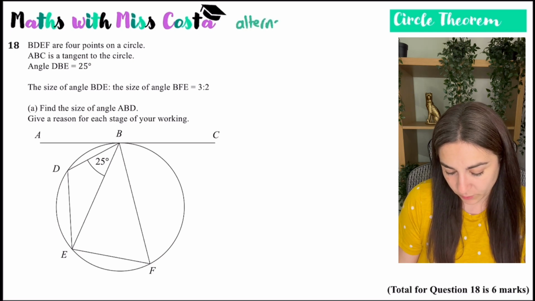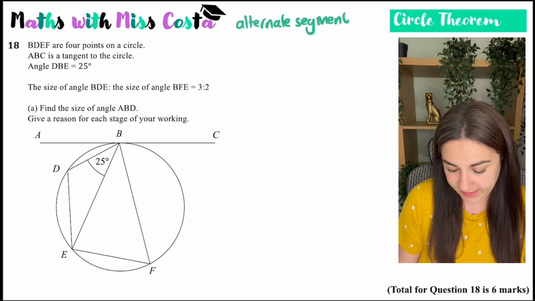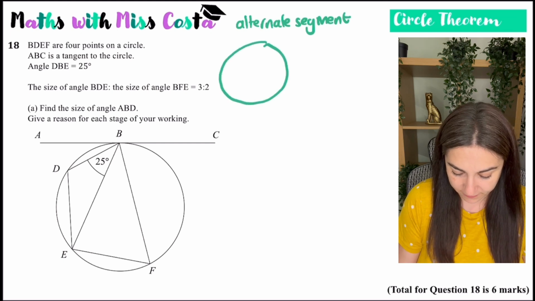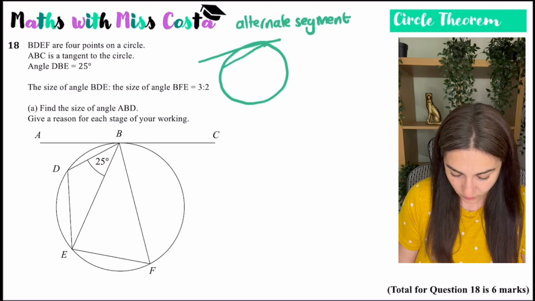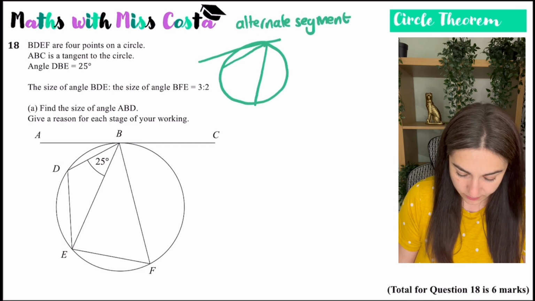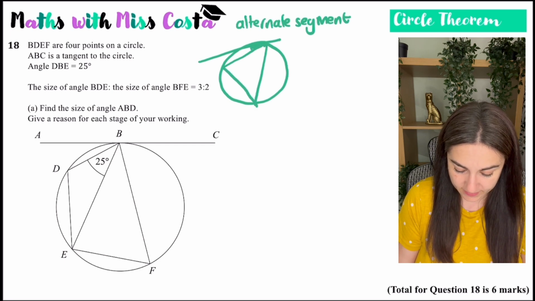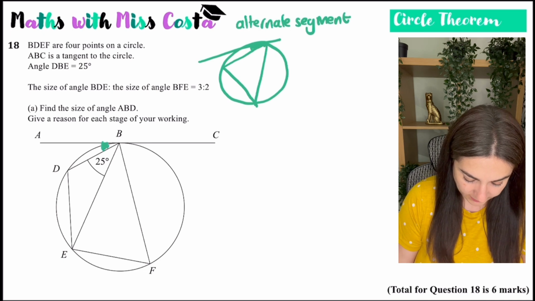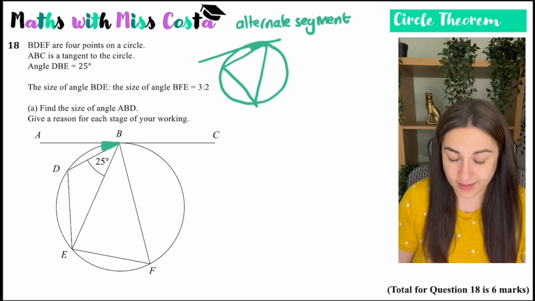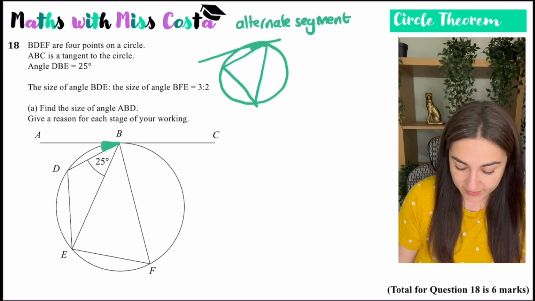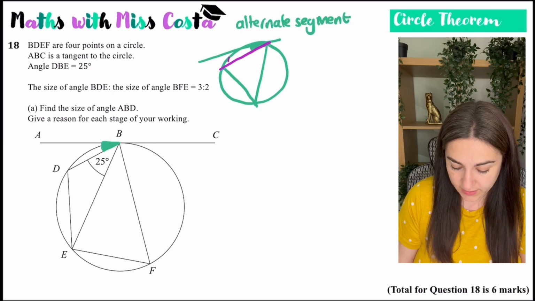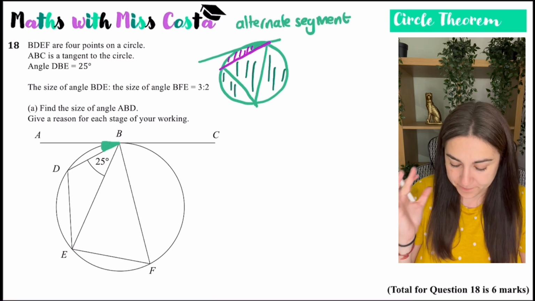That is where I have the alternate segment theorem, and that states that if you have a tangent and it intersects a chord, then the angle formed between the tangent and the chord, so in this case this angle here, is going to be equal to the angle in the alternate segment. So if you look at the chord, this is the segment the first angle is in. So this whole thing is going to be the alternate segment.